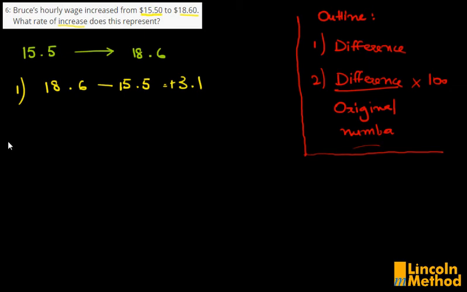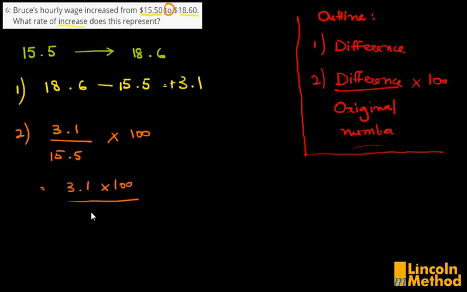The second step, difference over the original number, or the number that we started off with, or as a general rule, the number that is before this "to". So the number before the "to" is $15.5 and we multiply this fraction by 100. So 3.1 multiplied by 100 over 15.5. I can write this down as this.